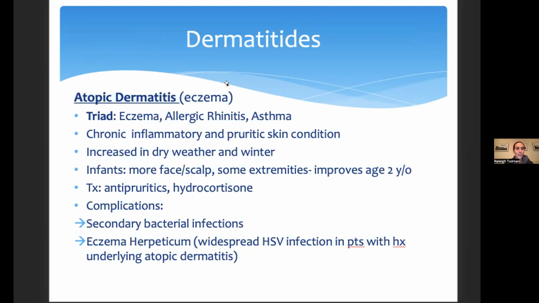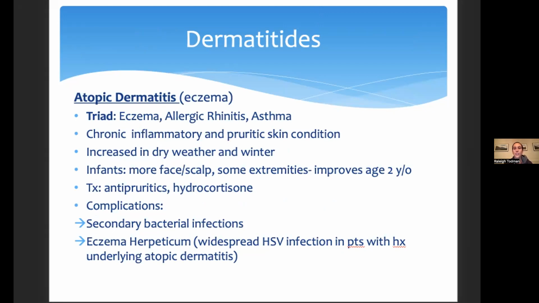So, however you want to say this, dermatitis or dermatitises, there's a few of these. We see these a lot more in Mint Army than you guys see, but atopic dermatitis is like eczema. Eczema is a common name for it. Often comes in a triad where you have allergic rhinitis, asthma, and eczema. This is a chronic inflammatory and pruritic skin condition, and it's worse in the winter, worse with dry weather.